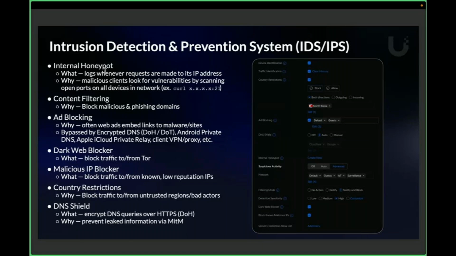So things like internal honeypot. If there's a malicious client on the network that's looking for vulnerabilities, we can get informed whenever they scan one of those open ports. That's typically a behavior that malicious users will do, is look for vulnerabilities, and you as the admin need to get informed about that. You create these honeypots and you can get informed.